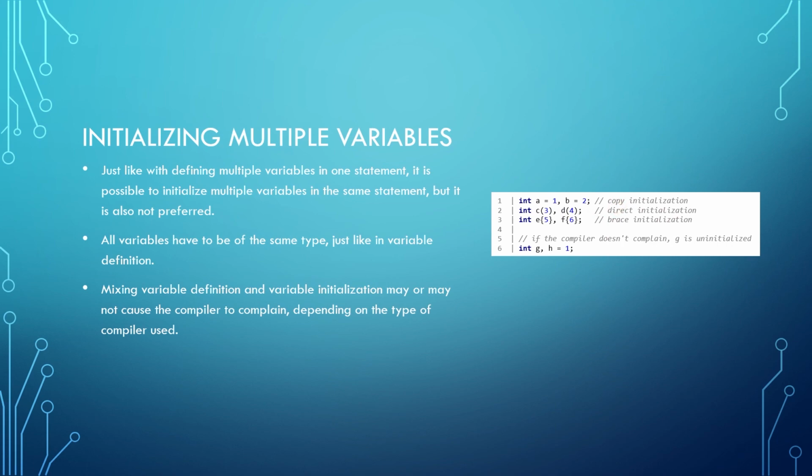And then mixing variable definition and variable initialization may or may not cause the compiler to complain, depending on the type of compiler used. So if we mix variable declaration and copy initialization over here, the compiler may or may not complain, and if it does, G is going to be uninitialized.